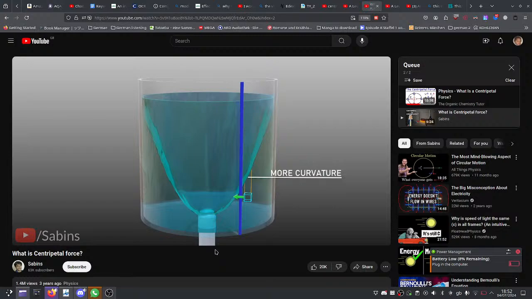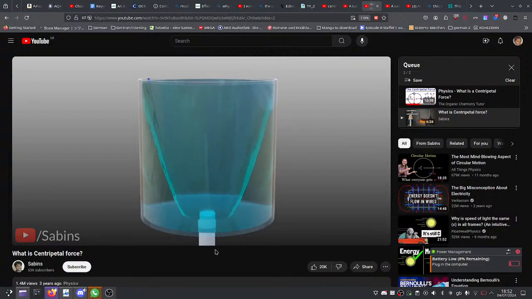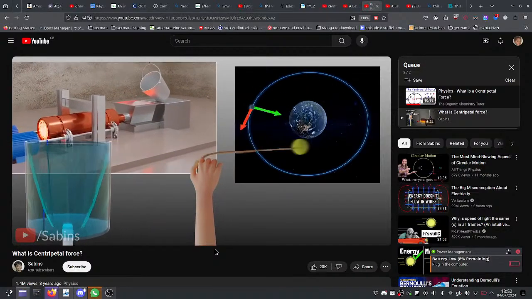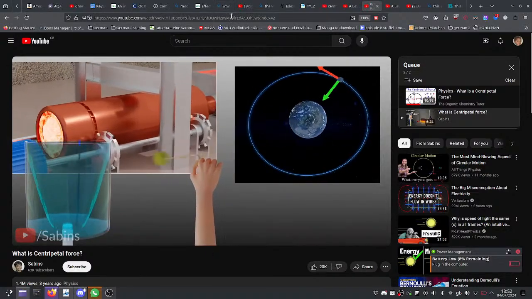It's better to avoid using centrifugal force in your scientific or engineering analyses because it's a pseudo-force used only in some special cases. Always work using centripetal force. That's the real force that a rotating object requires.